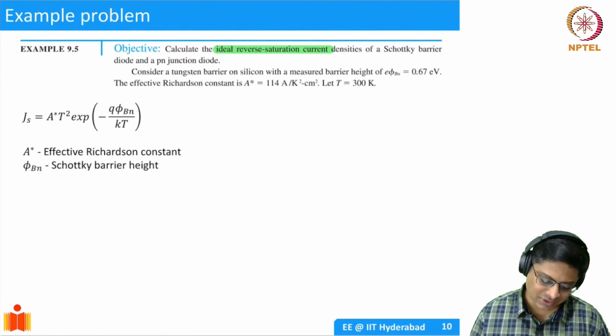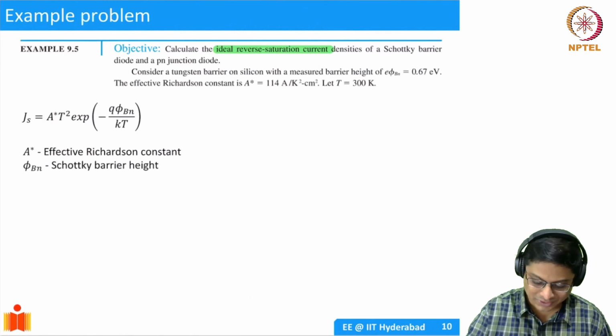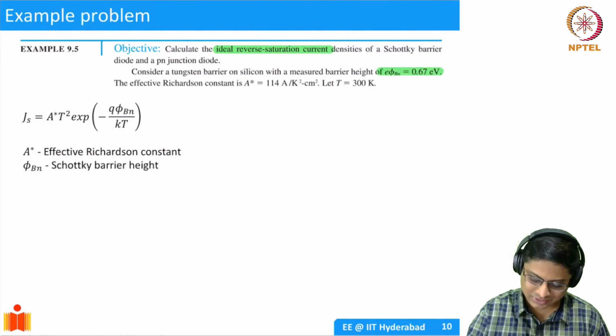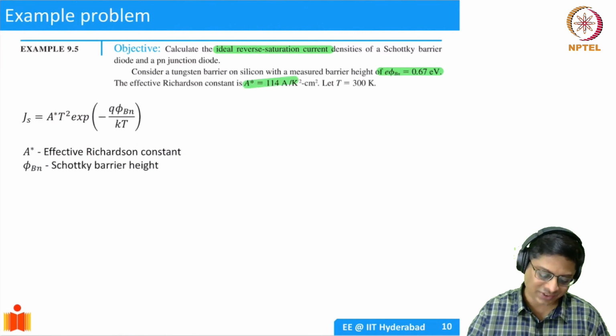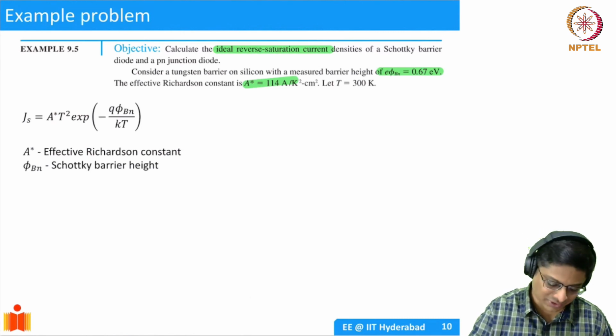So there is a tungsten barrier on silicon, and they gave you the effective or measured barrier height as this. So this is good, and you are given some Richardson constant, which is A, and you are asked to calculate what is the ideal reverse saturation current. Well, this is a very straightforward question. You just have to plug in. So 114 ampere per Kelvin square times temperature, 300 Kelvin square.